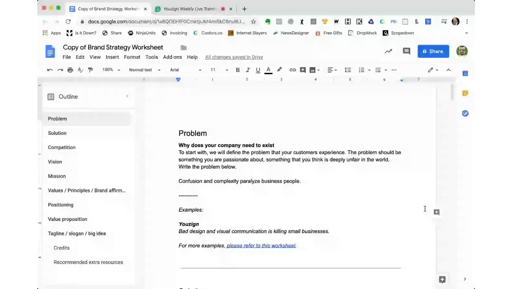So the first thing that you want to do is define why your company needs to exist. You want to identify what problem you see that you are passionate about and that you feel is deeply unfair in the world, and you want to write that down, because that's going to become the cornerstone of this foundation that we're going to lay. Is that clear to everybody? And ideally, you want to be able to write that down in one sentence.